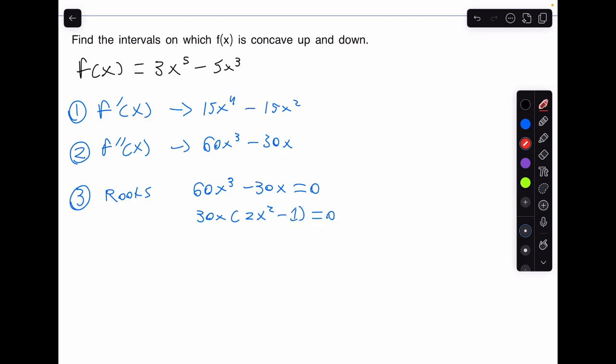Let's get the roots now. So we have 30x here is equal to 0, which gives us x is equal to 0. And here we have 2x squared minus 1 is equal to 0. This gives us x is equal to plus or minus 1 over root 2. So all we need for the next part of the problem is the roots and the second derivative.